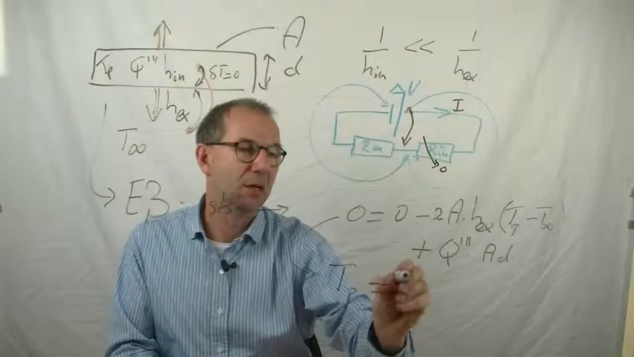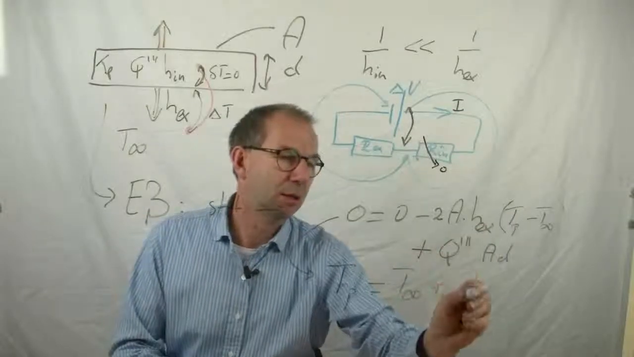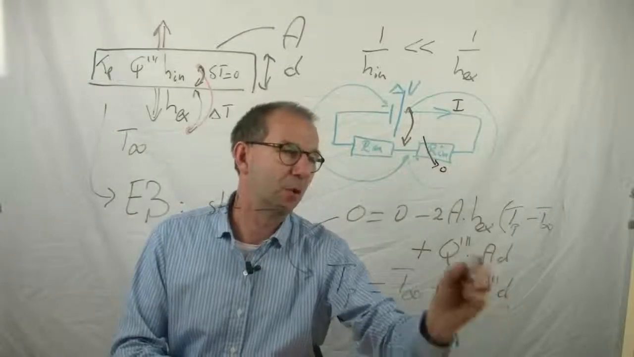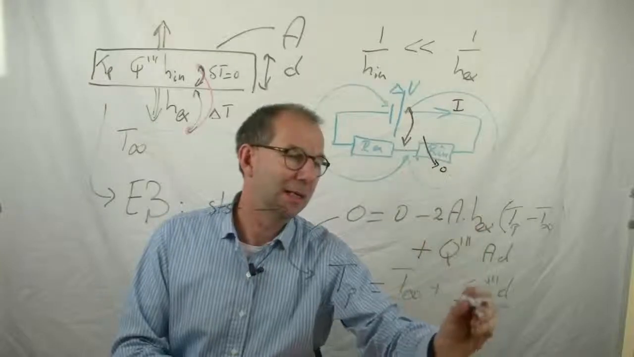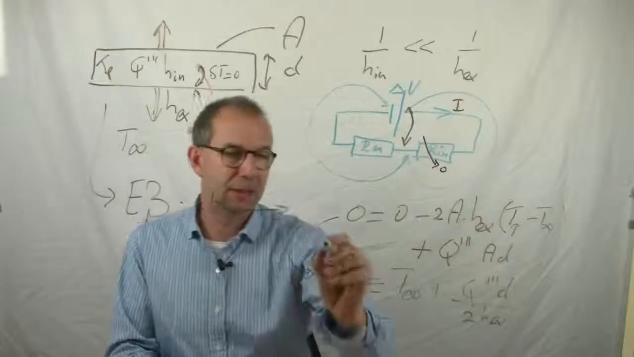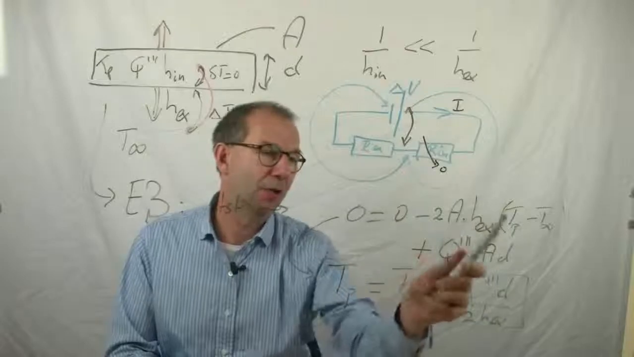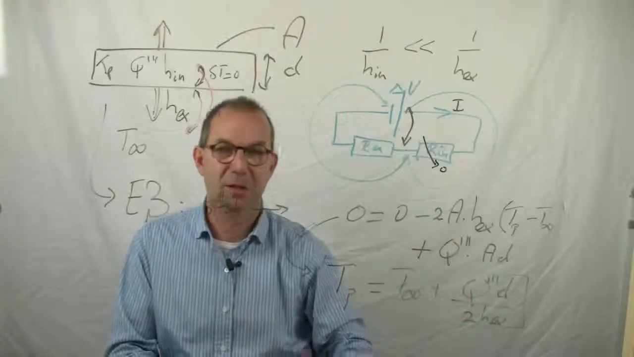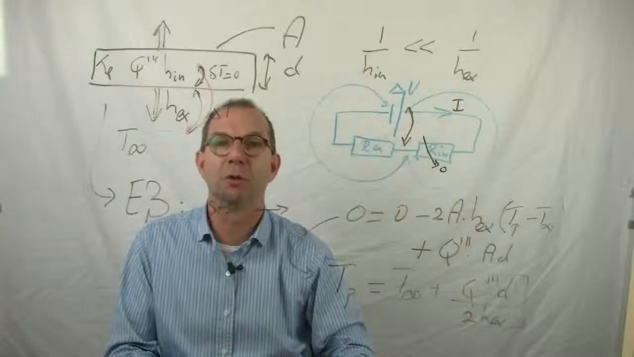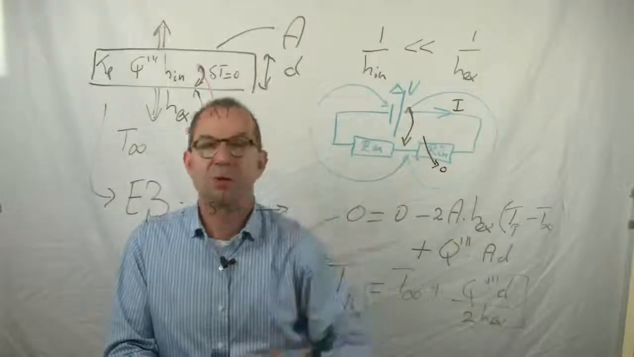And from this, it is rather trivial to back out the temperature of the plate. That's going to be the temperature far away plus Q triple prime times D over 2 H external, the area A dropping out. And this is the solution. But notice that I heavily rely on that the plate has only a single temperature. That's sufficient to quantify the temperature of the plate, thanks to the reasoning here. Try this yourself. Good luck.